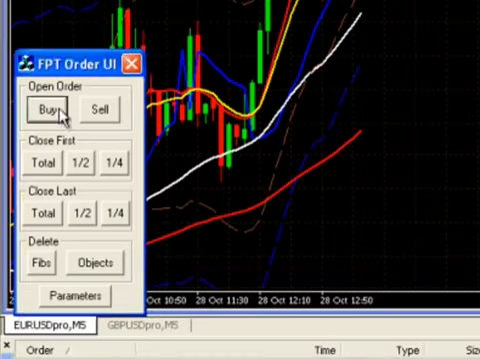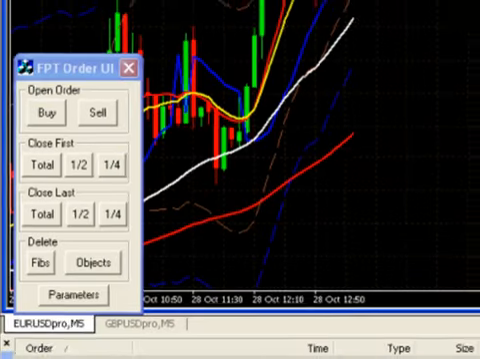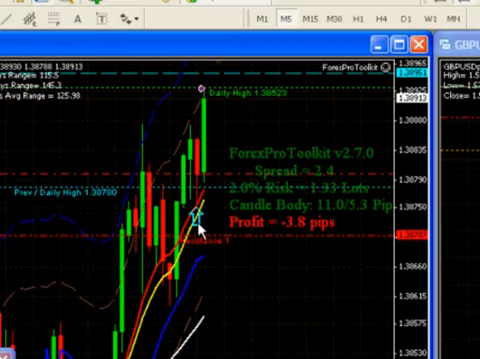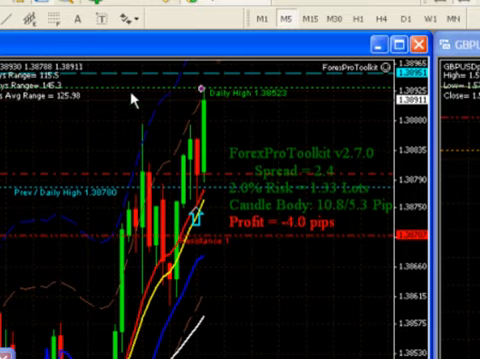Here I'm going to go long on the euro, so I press the buy button, and you can see the setup arrow indicating that it's a long position. This arrow is where the trade initiated. This is the break-even point, which indicates the point at which the profit is 0. And here we have the stop loss automatically put in.